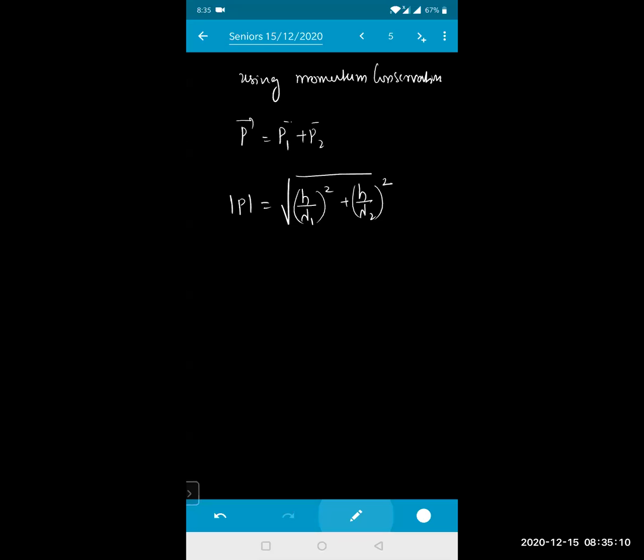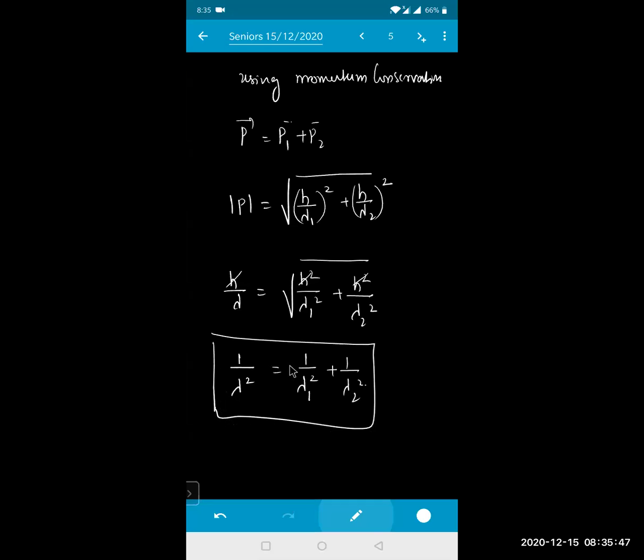So 1 by lambda square equals lambda 1 square plus lambda 2 square. Yeah, because this can be written as h by lambda, that is equal to under root of h square divided by lambda 1 square plus h square by lambda 2 square. So in the end, the h's get cancelled and the root goes away. This will become 1 by lambda square is equal to 1 by lambda 1 square plus 1 by lambda 2 square. So this was the relation between them. Good question.